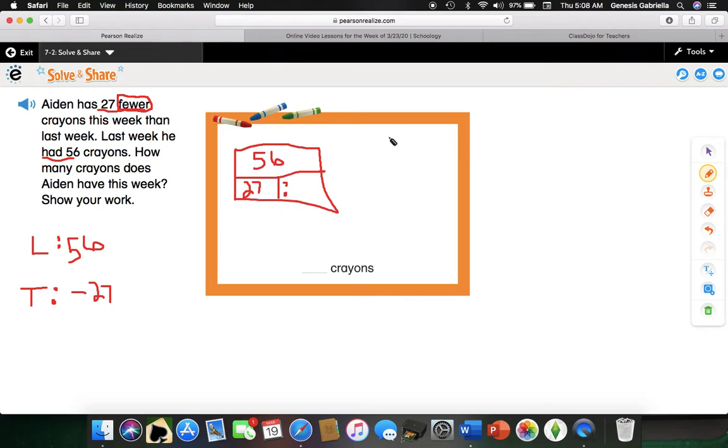Alright, now my equation is, I bet you guessed it, 56 minus 27 equals blank. Now all you need to do is draw your base 10 blocks. So I'm going to go ahead and draw 56. 1, 2, 3, 4, 5. I drew 5 tens because there's 5 tens in the number 56. Then I'm going to draw 6 ones because there's 6 ones in the number 56. 1, 2, 3, 4, 5, and 6.